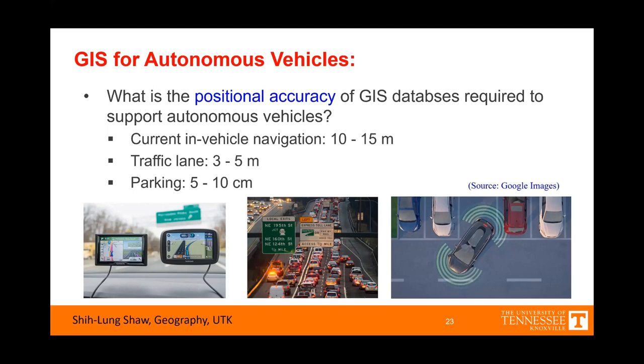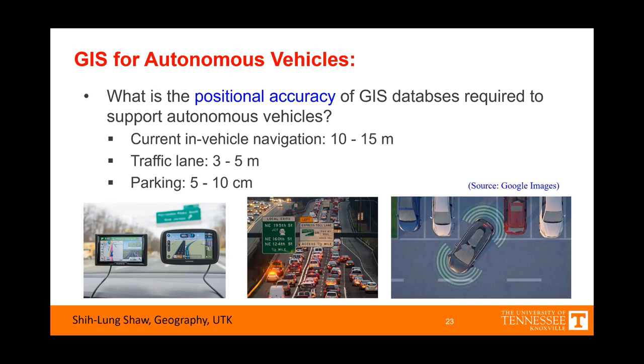Even though you can update it on a daily basis, don't forget, we human beings, all those vehicles, all those bicycles, all those animals, children, they don't stay at the same location. They keep moving. So conventional GIS, in my view, totally collapsed. If we rely on conventional GIS to support autonomous vehicles, it's not going to happen.